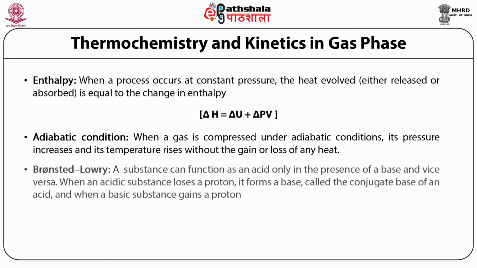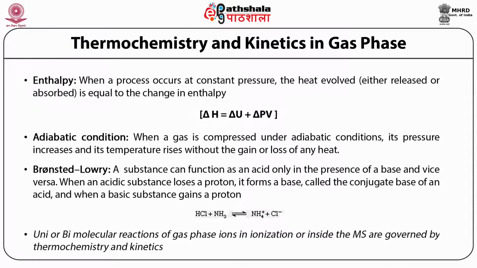Next important one is Bronsted-Lowry theory. I think all of you must be familiar with this. A substance can function as an acid only in the presence of a base and vice versa. When an acidic substance loses a proton, it forms a base called the conjugate base of an acid. And when a basic substance gains a proton, in this reaction, hydrogen chloride combines with ammonia and forms an ammonium ion with a negative chloride ion. So here uni or bimolecular reactions of gas phase ions in ionization or inside the mass spectrometer are governed by thermochemistry and kinetics.